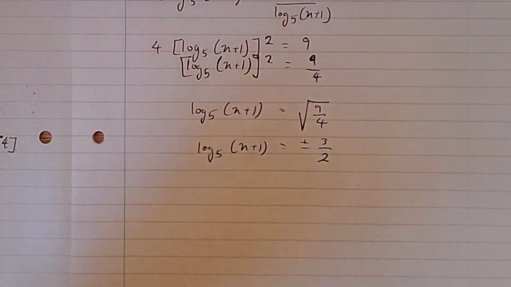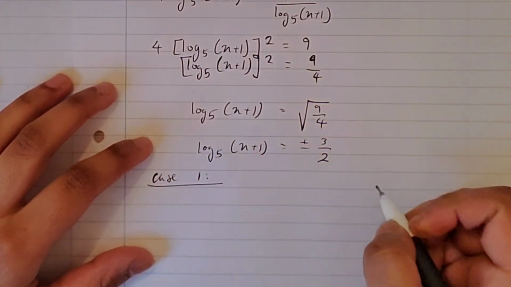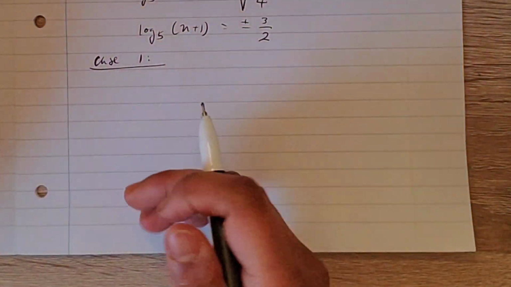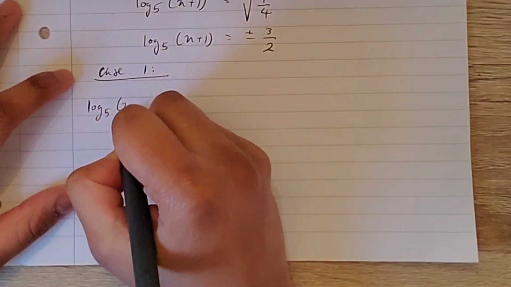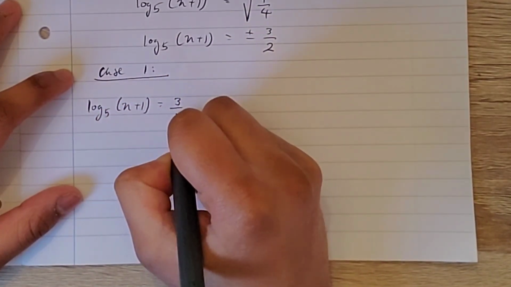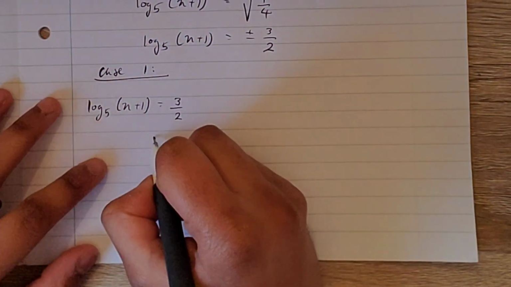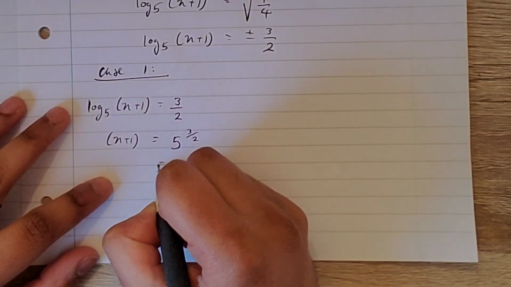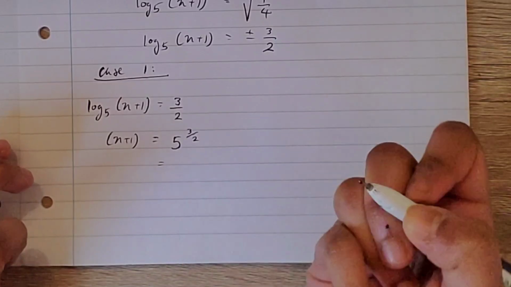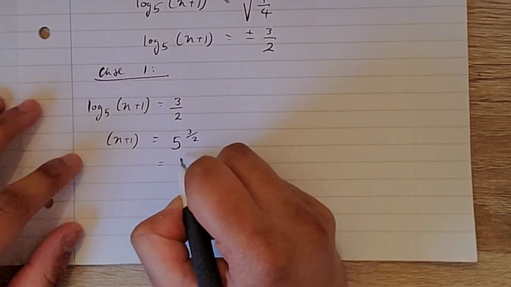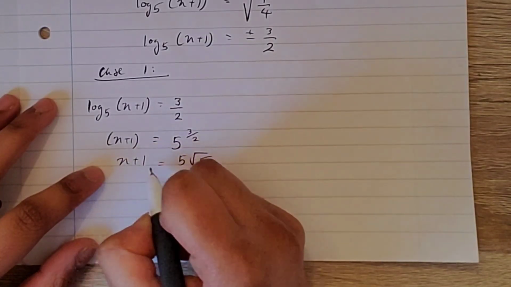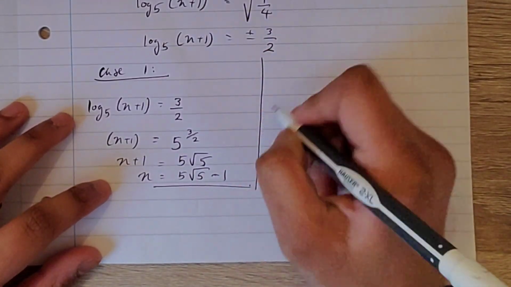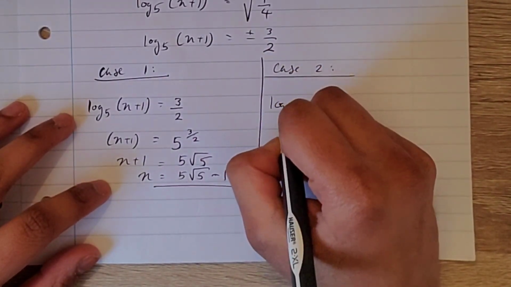Suppose in case 1 this is actually positive, so that would be log base 5 is equal to 3 over 2, and that would be 5 to the power of 3 over 2, which would be like root 5 times root 5 times root 5, 3 times, which would just be 5 root 5, and that would give you x is equal to... Okay, case 2 is if this were negative, log base 5.